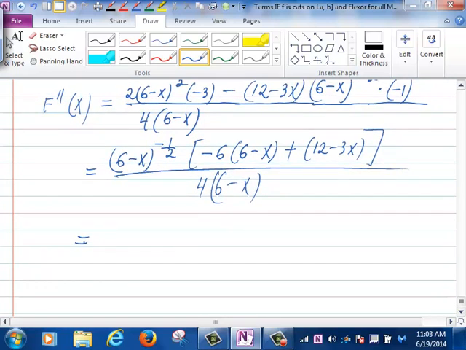Okay, so then inside the brackets, what do I have? Minus 36 plus a 12, right? So that is negative 24. And then I also get plus 6x minus 3x, so that's plus 3x. I am going to combine the 6 minus x to the negative half with the denominator 6 minus x. And if I combine them, what should I get? 3 half.